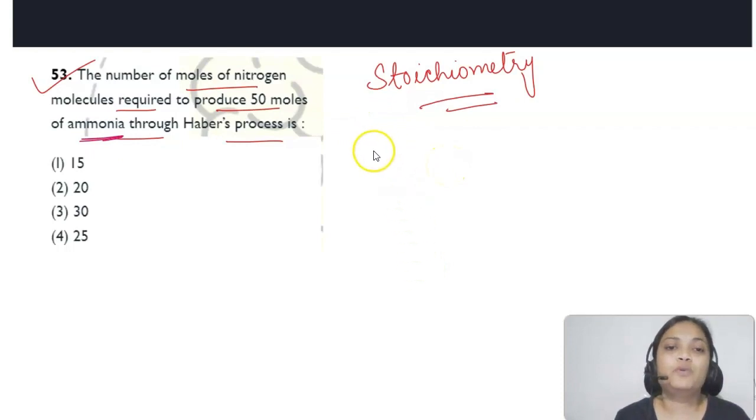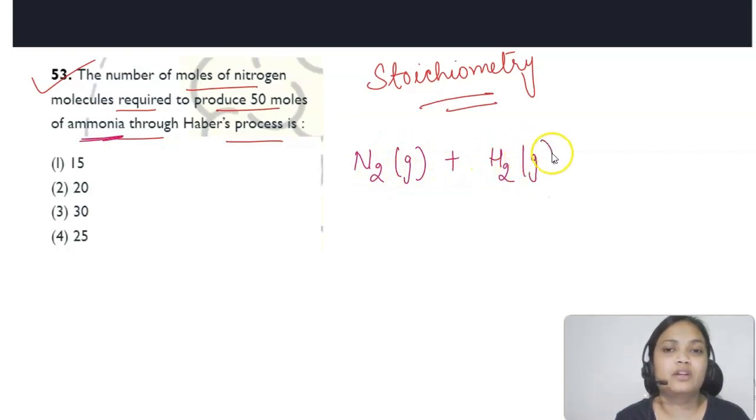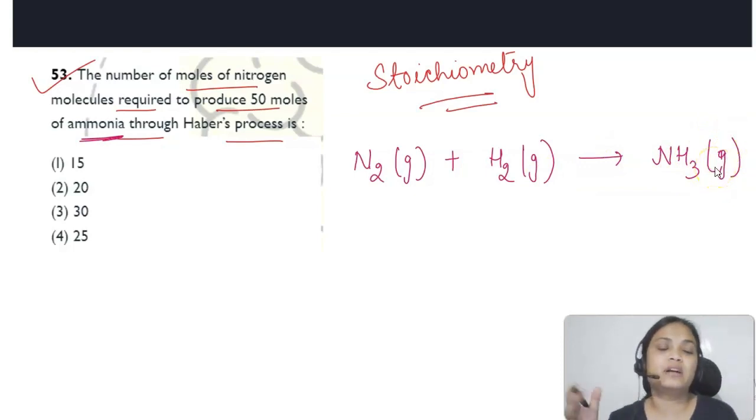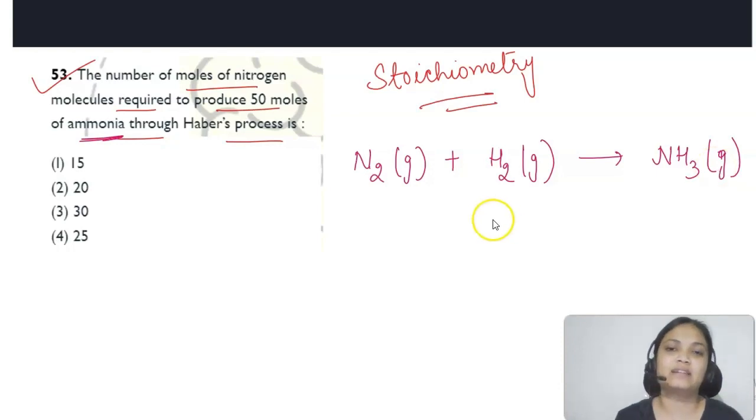You know that nitrogen gas and hydrogen gas combine to form ammonia, right? This is known as Haber's process, at certain conditions of temperature and pressure, using finely divided iron as the catalyst. Now I am going to balance this equation. So it's N2 + 3H2 → 2NH3. This is the balanced chemical equation for this particular reaction.